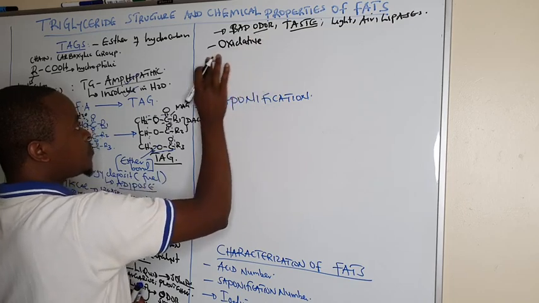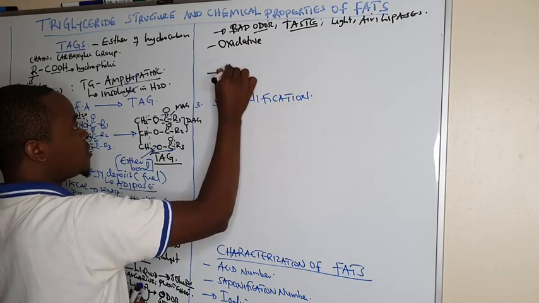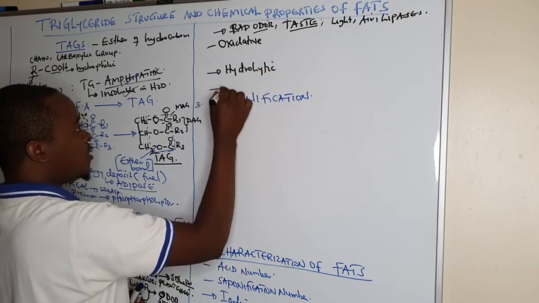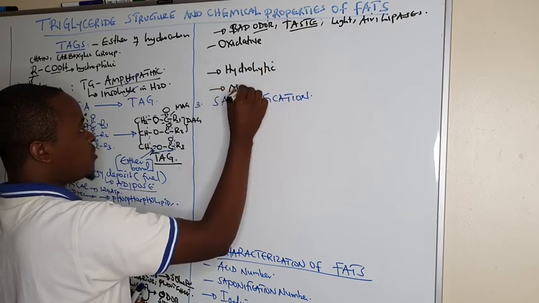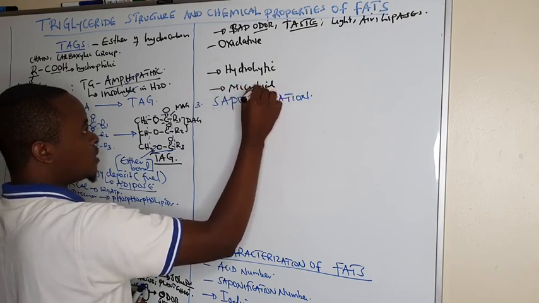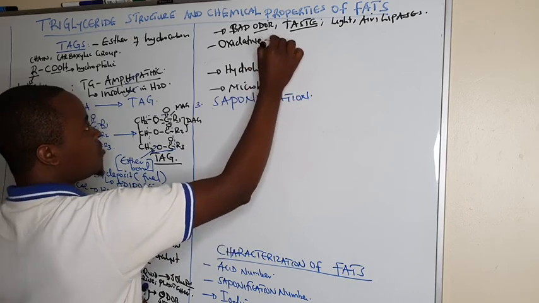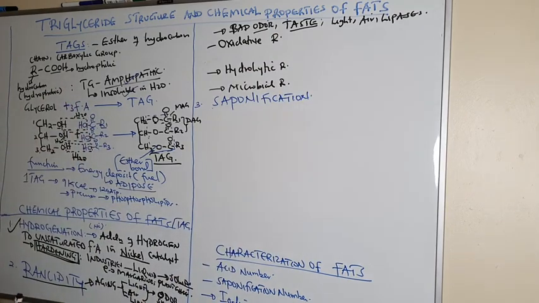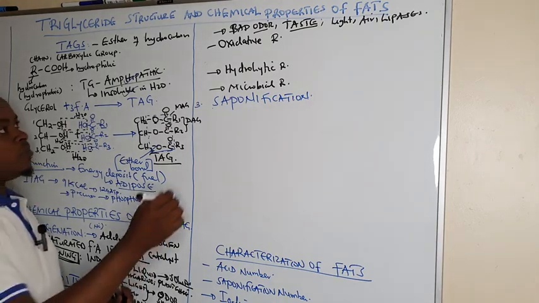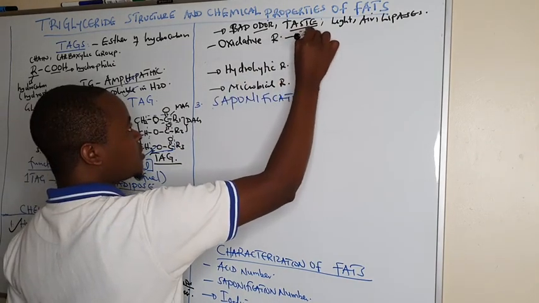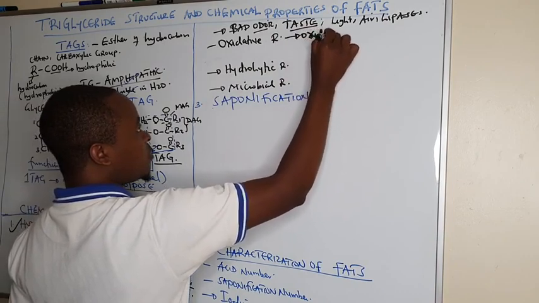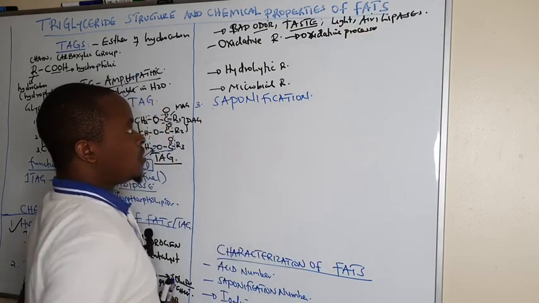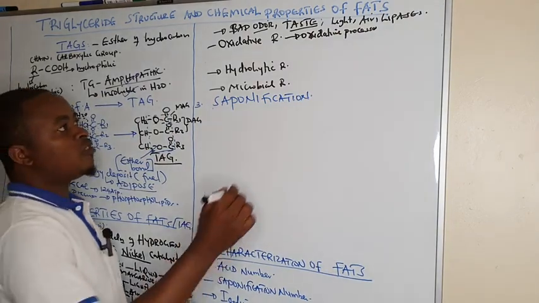It can be hydrolytic rancidity, and sometimes we have also microbial rancidity. So these are some of the forms of rancidity, whereby oxidative rancidity is brought about by various oxidative processes. These oxidative processes bring about formation of peroxides.